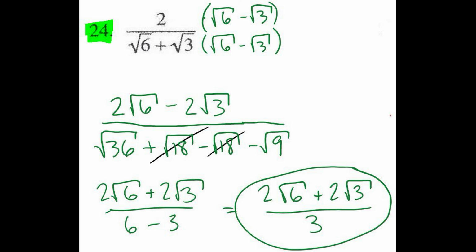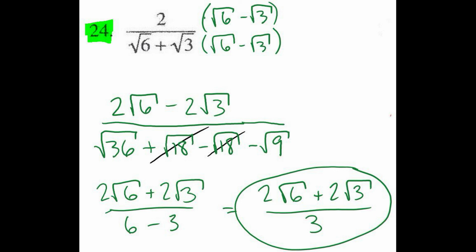So 2 root 6 on top minus 2 root 3, and that's because I distribute the 2. On bottom, square root of 6 times square root of 6 is square root of 36, and that will just turn into a 6. We get square root of 18 minus the square root of 18, and those are going to cancel each other out, which is exactly what we wanted to happen. And then square root of 3 times square root of 3 is square root of 9, and that boils down into just a 3. So ultimately, what we're going to get is 2 root 6 plus 2 root 3 over 6 minus 3. The 6 minus 3 just turns into a 3, and we call this done. There's nothing left to do. Okay. So that's how you do all those.